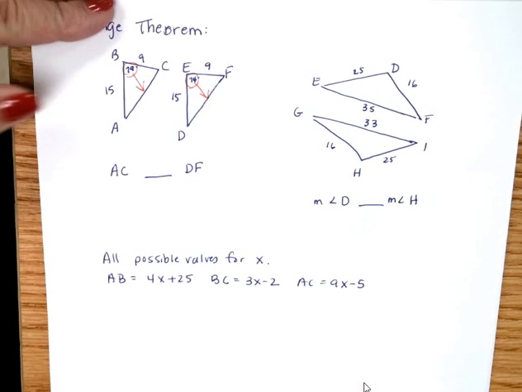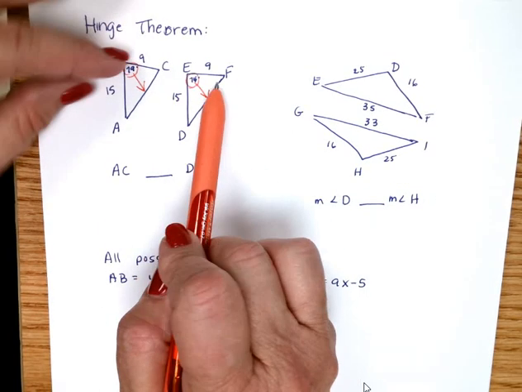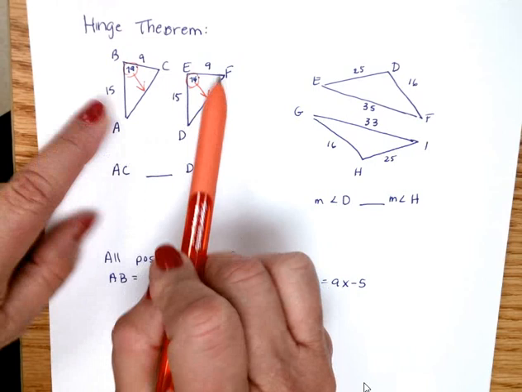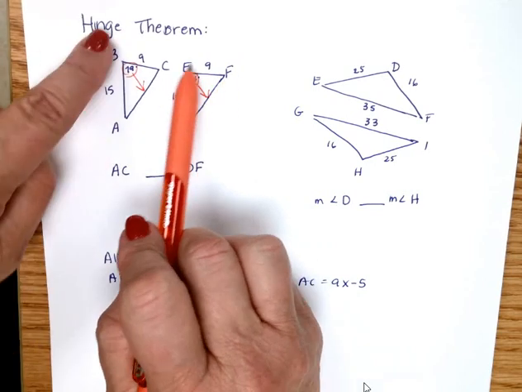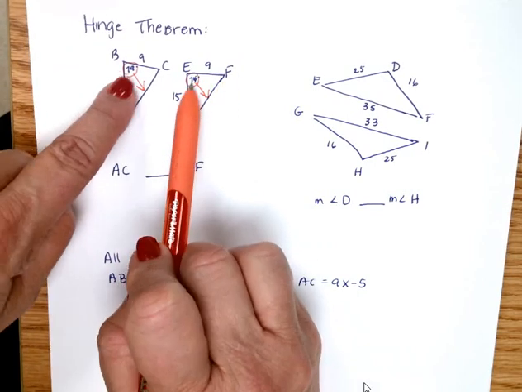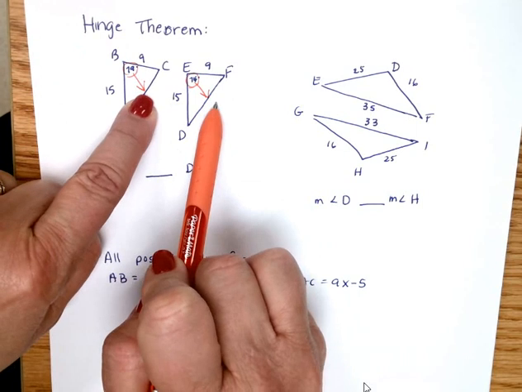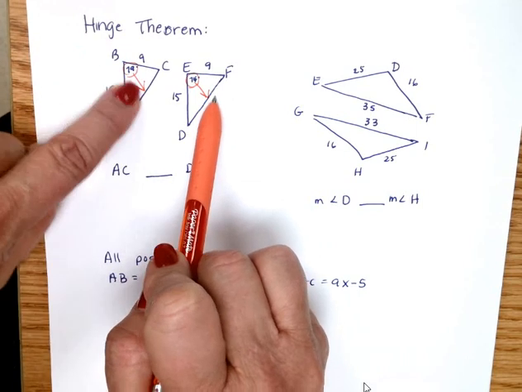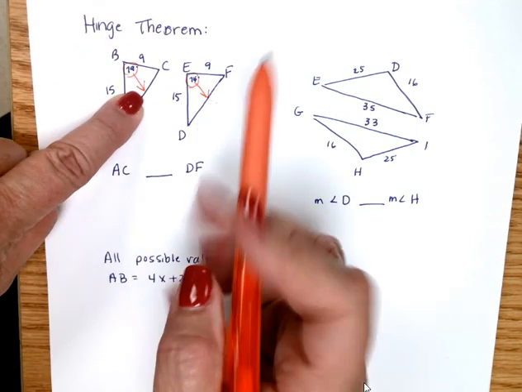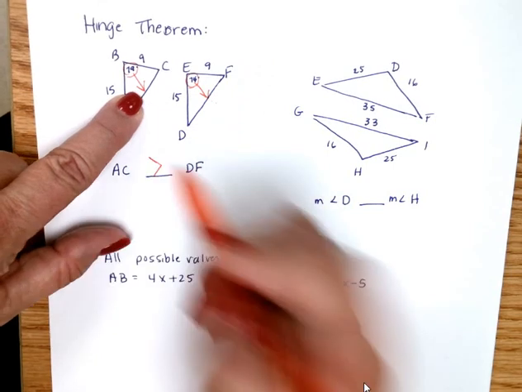So now that I'm looking at them, comparing the two angles. Remember, I'm comparing the two sides. Remember, they are congruent here, so these are going to drive the relationship for the third side. So here, 79 is larger than 74, so AC is larger than DF.